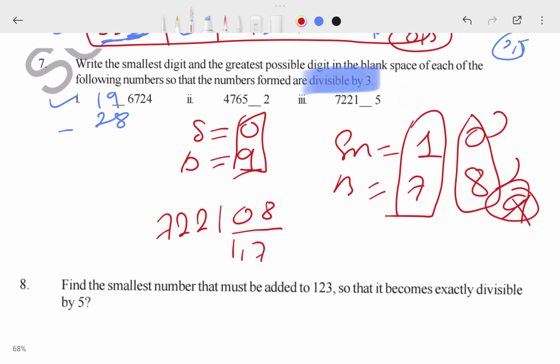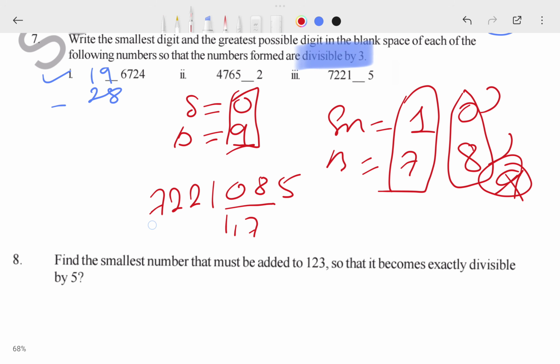Then you have to add this one. Let's add this one. If you add 2 plus 9, 9 plus 2, 11. 11 plus 1, 12, 12 plus 0, that's 12, 12 plus 8, 20, 20 plus 5, that's 25. Okay, I think it is wrong here, I did it wrong. So this is the 8, right?